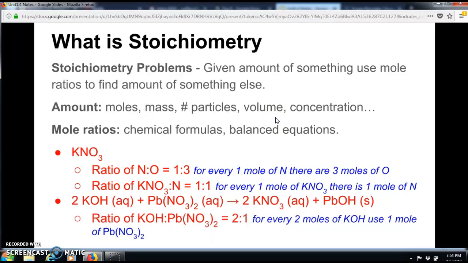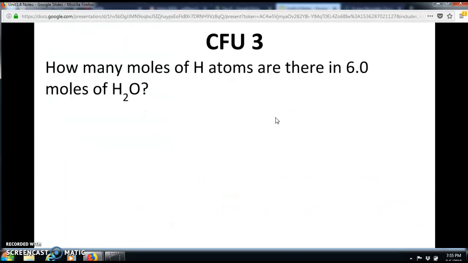Okay, so before we dive into a full-on stoichiometry problem where we have to use the mole maps, let's look at a simpler one where we're just using mole ratios. So we're going to start with this first CFU. How many moles of hydrogen atoms are there in 6 moles of H2O? You're going to pause the video now. Remember, in this case, you're going to use the subscripts. And when you press play, you're going to try this on your own. When you press play, the answer will be revealed.